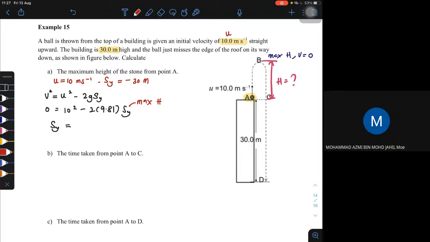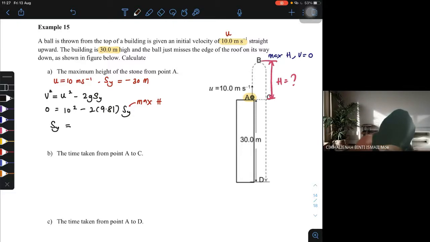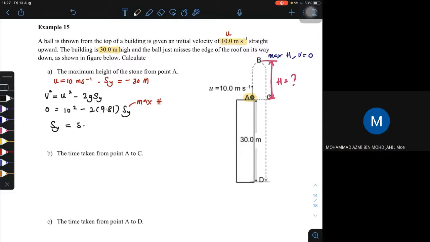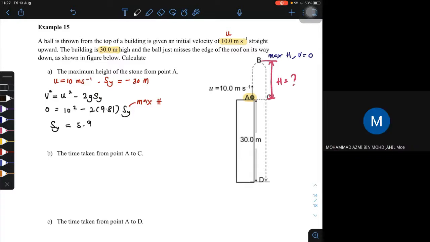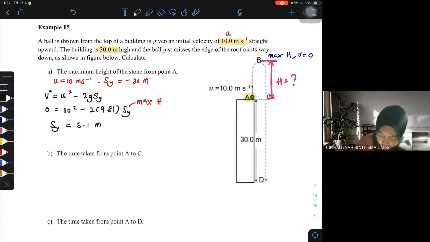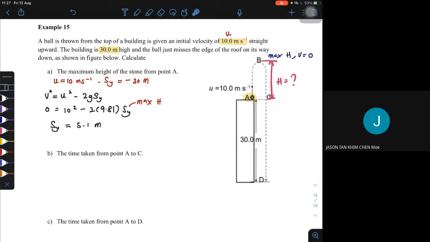5.1 meter. So maximum height daripada point A ke point B adalah 5.1 meter. Semua dapat 5.1 meter. Tepat, Miss. Dapat, Miss. Okay.